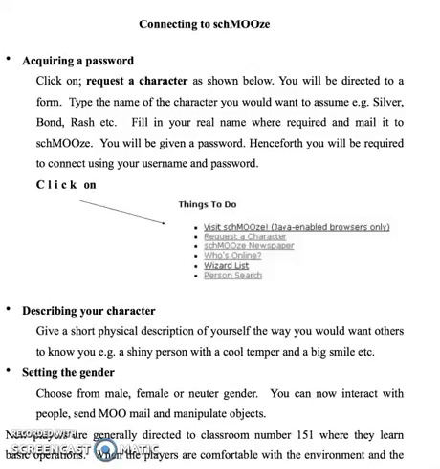In order to get connected to schMOOze, you have to acquire a password, which can be done by clicking on Request a Character at the schMOOze site. You will be directed to a form. Type the name of the character you would want to assume. Example, Silver or Bond, Rash, etc.